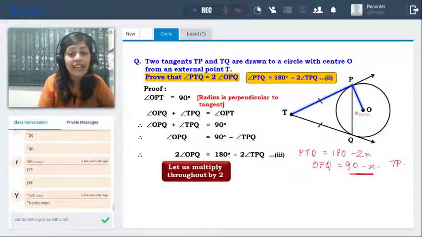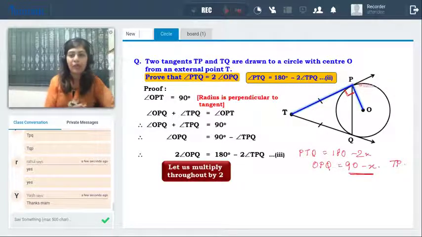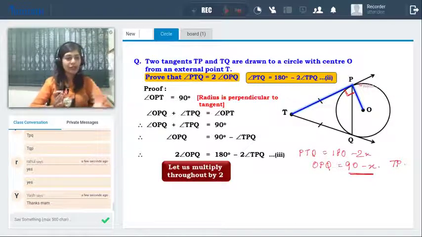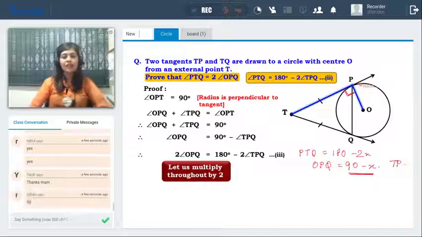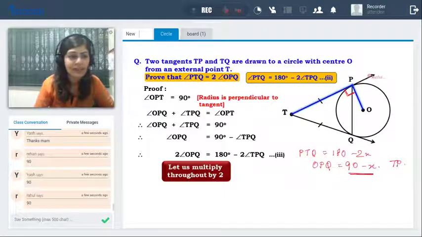Now, time for the next theorem in our circles chapter. What is the measure of angle OPT? Quickly, students, I want you all to type in the chat box. What is the measure of angle OPT? Rehan says 90. Okay, that's all right. Anyone else? What do you think? Is it 90, or cannot say?